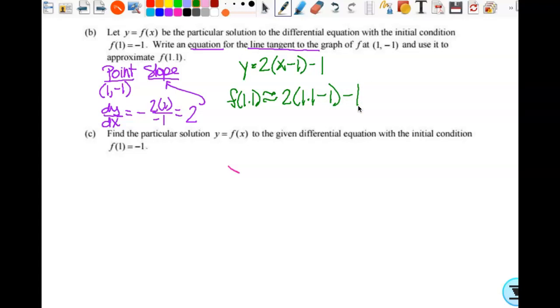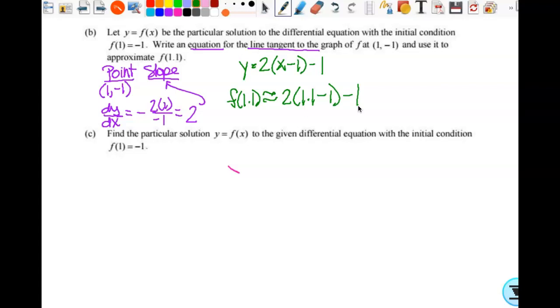1.1 minus 1 is 0.1. Does that matter? Do we care? No. Do I have an approximation for f of 1.1? Yes. Do I stop? Yes. I stop. I'm done with this.